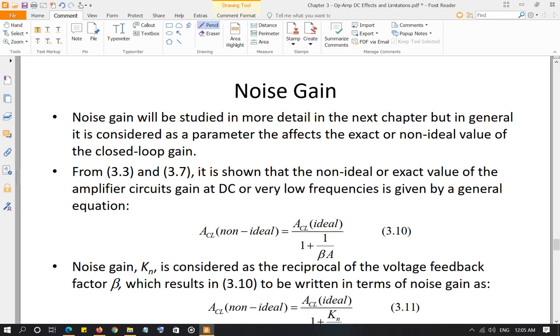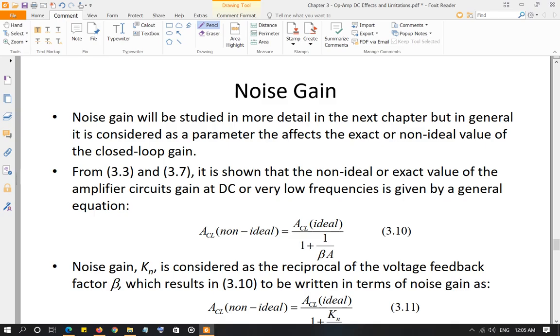So what's a noise gain? Noise gain will be discussed with respect to the noise in the operational amplifier circuit when we discuss that topic, I think in chapter number 4, most likely yes, chapter number 4, because we're going to discuss noise at different frequencies. But in general, what is noise gain, or what's the effect of the noise gain?